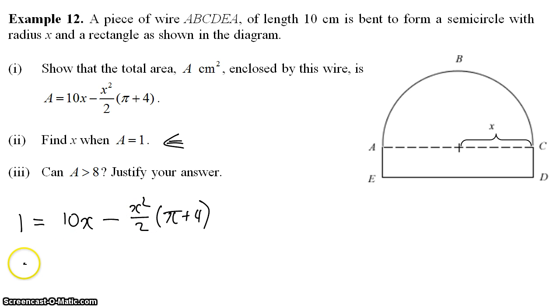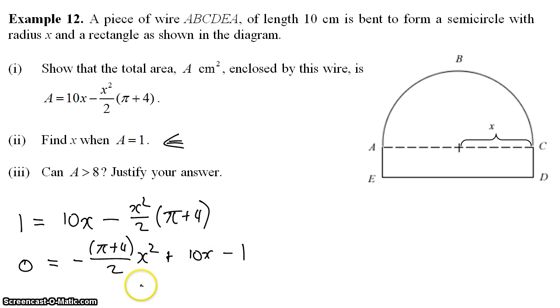What does this give us? Well, this actually gives us a quadratic. If we move everything over and rearrange, this gives us 0 is equal to minus (pi plus 4) over 2 times x squared, plus 10x, minus 1. This is now a quadratic equation, and it's got some horrible numbers in it, like pi. So let's not try to be too fancy and solve it using the quadratic formula.